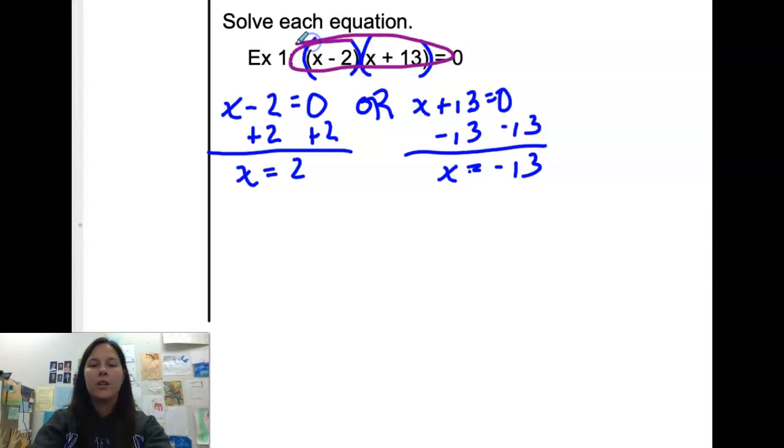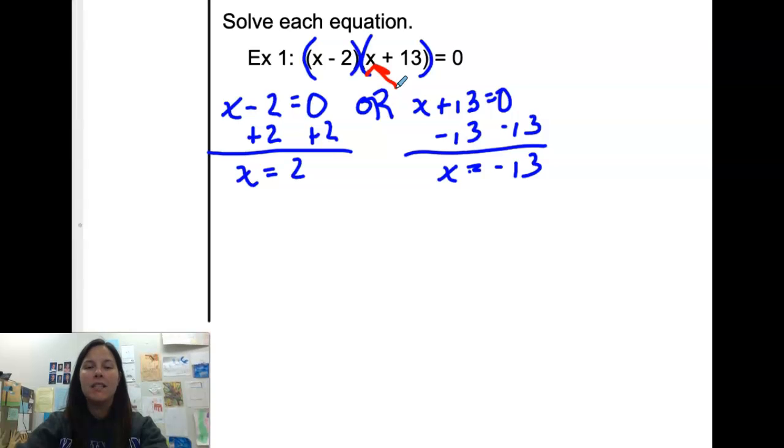Looking back at our equation, if we put 2 in for x here, 2 minus 2 would give us 0, and 0 times something would give us 0. Cleaning up this mess a little bit. The second possibility is if we put negative 13 in for x. As a reminder, we would be putting them in for both x's, but this is the x I want to highlight because negative 13 plus 13 is 0. So 0 times something else would give us 0. So that's why those 2 answers would both work in this equation.